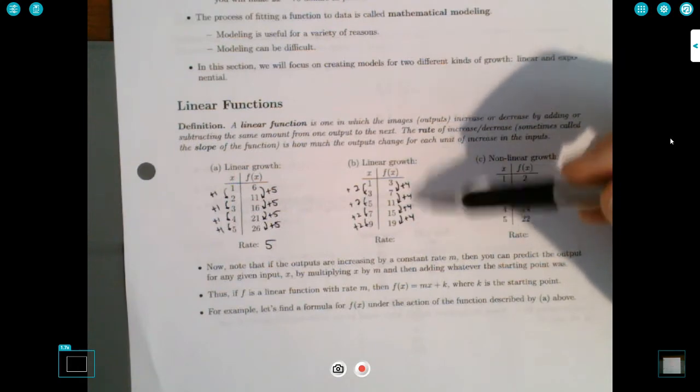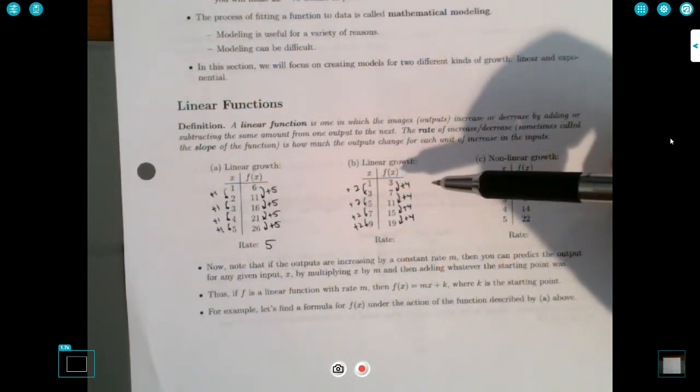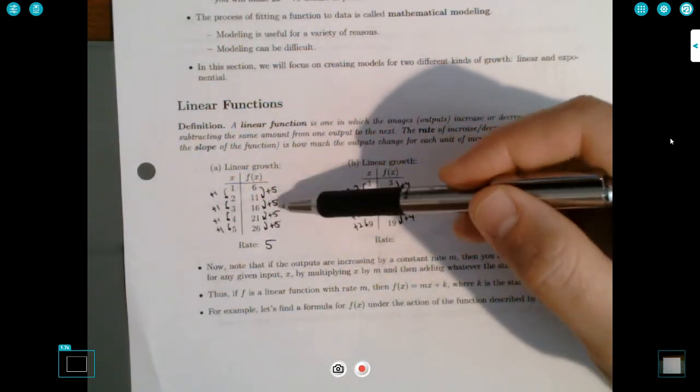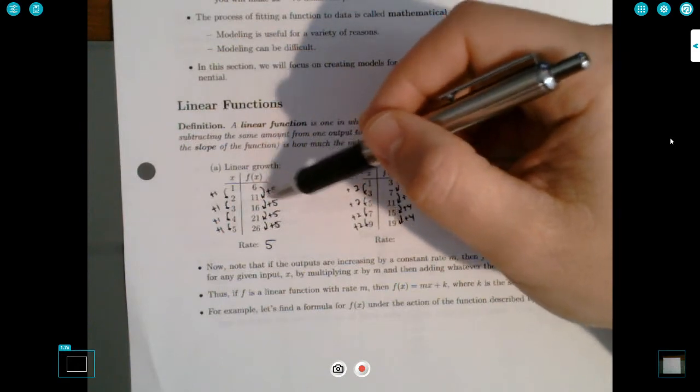You're increasing by adding the same amount each time. So this is linear growth. But your rate here is a little tricky. So here your rate was 5. That's because for each unit of increase, you increased your output by 5.